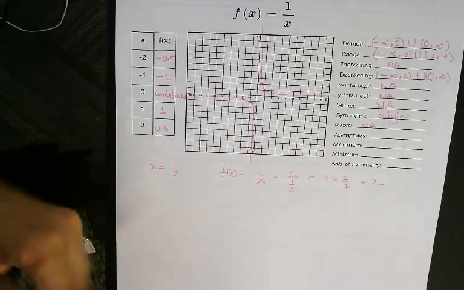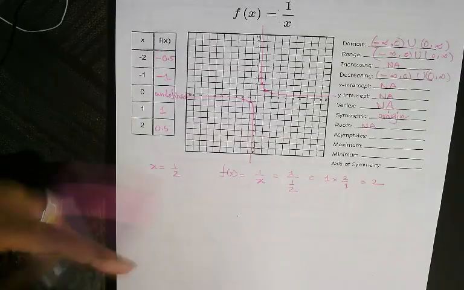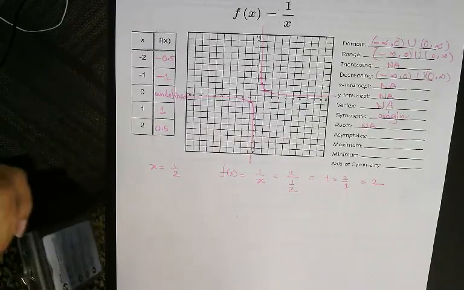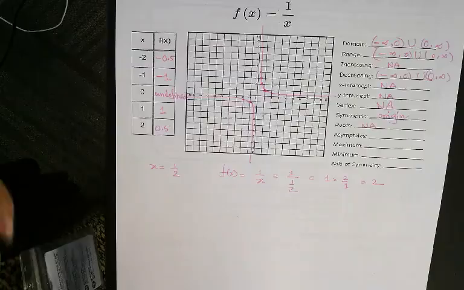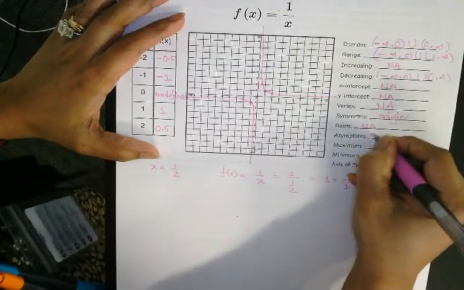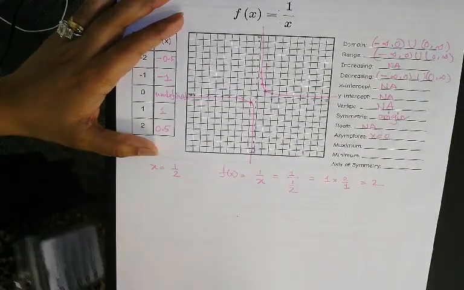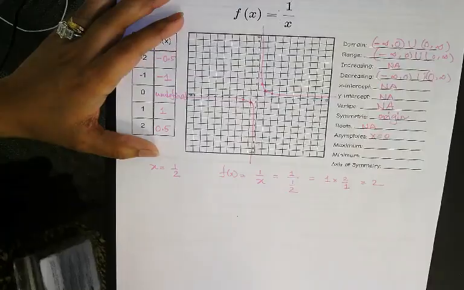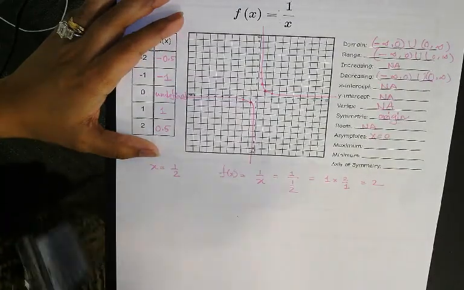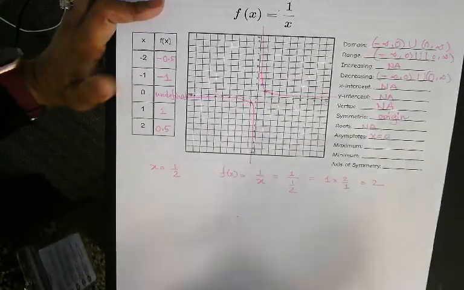Now comes the asymptotes. Here, the asymptote, do we have any? What are the asymptotes? X equal to 0 and y equal to 0. Because the vertical asymptote is going to be x equal to 0 and the horizontal asymptote is y equal to 0.